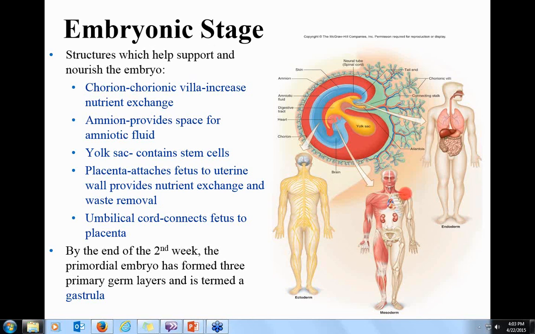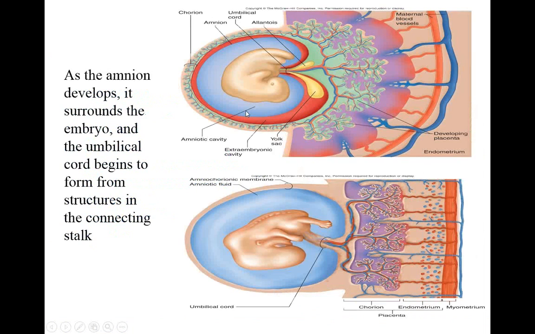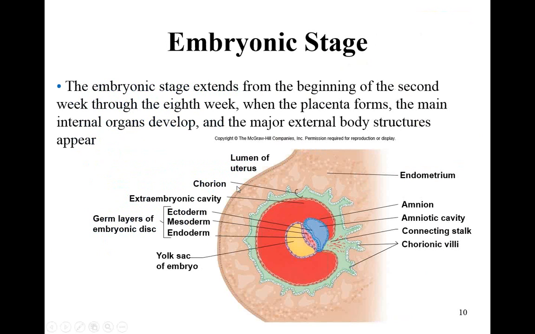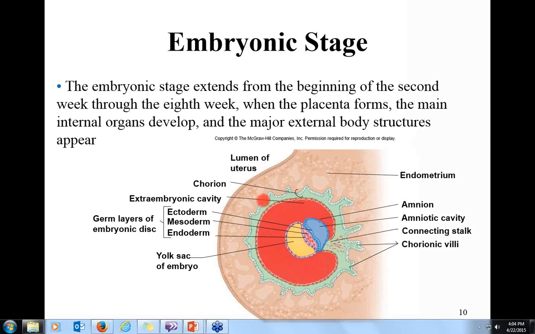And by the end of the second week, the primary or primordial embryo has formed 3 germ layers. And the 3 germ layers are the 3 embryonic tissue types, and it's called a gastrula. Let me go back and show you the 3 previous germ layers, and those are right here. The ectoderm, mesoderm, and endoderm. These are the 3 germ layers that will give rise to all tissues.